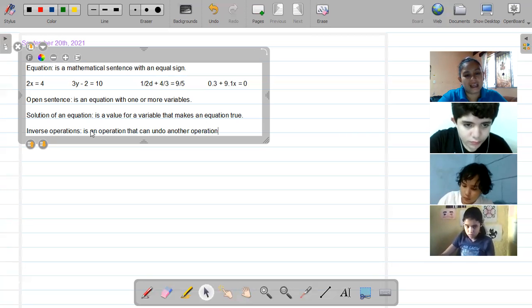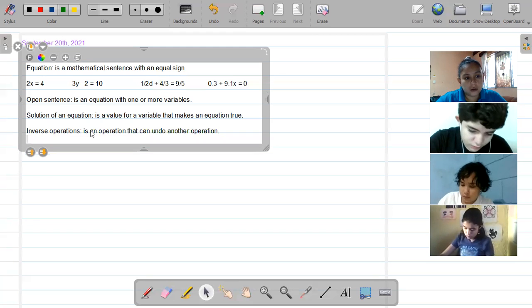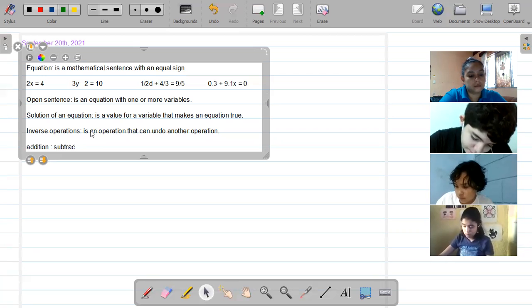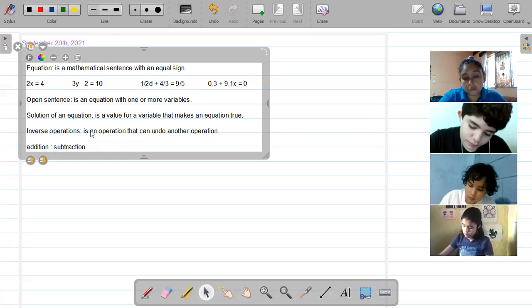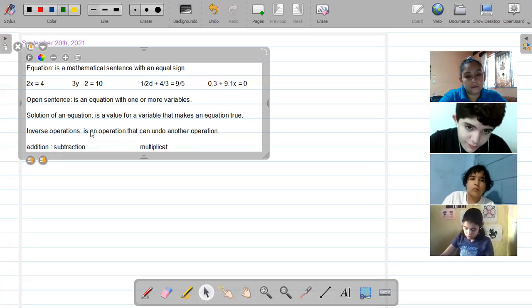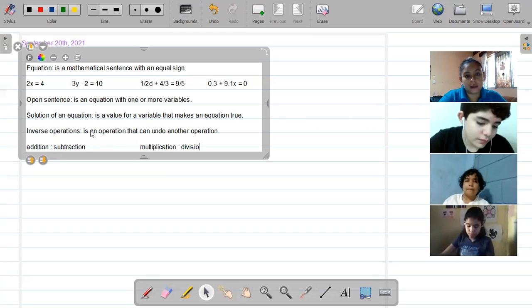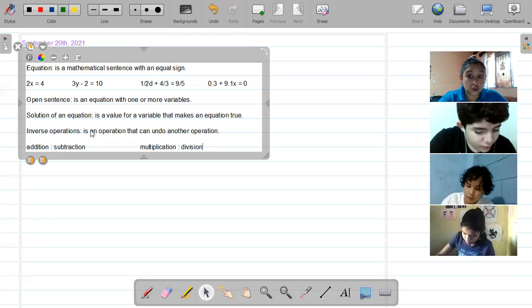So it's basically the opposite, okay? So what's the inverse of the addition? Subtraction. Exactly, it is the subtraction. And what is the inverse of a subtraction? Addition. And what's the inverse of a multiplication? Division. A division. Because you can undo what you just did.